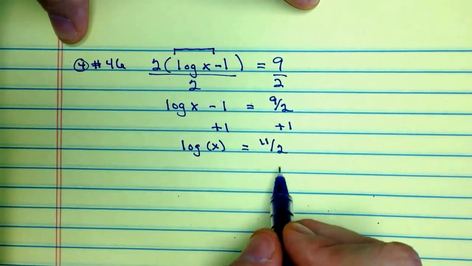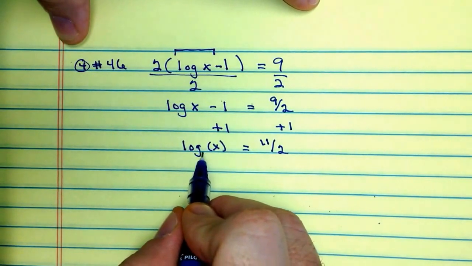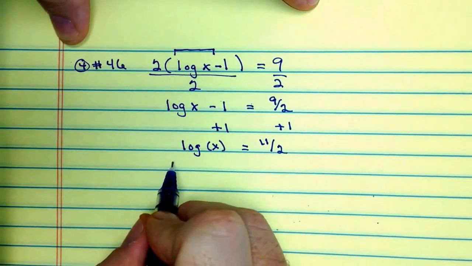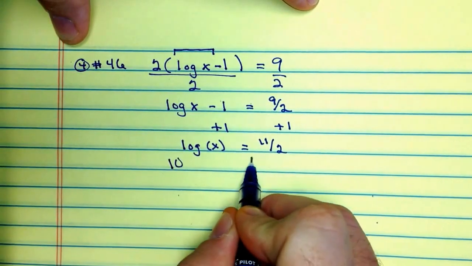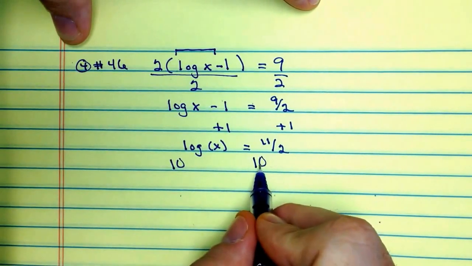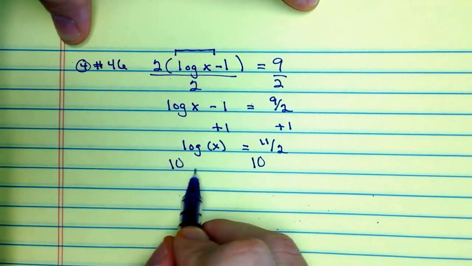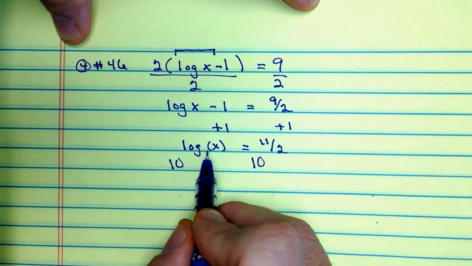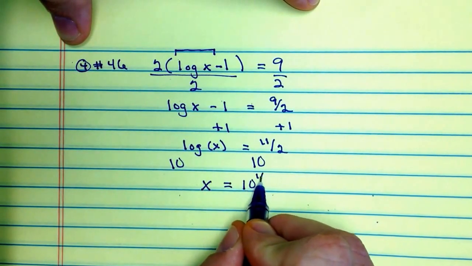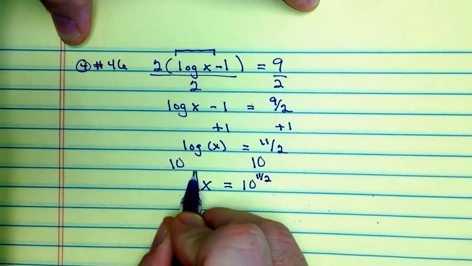Now to undo the log, we raise each side to whatever the base is. Remember, this is the common log, so we raise each side by 10: 10 to the log of x equals 10 to the 11/2. From one of your properties, 10 raised to the log of x is simply x. So we get x equals 10 to the 11/2. This is your exact answer.